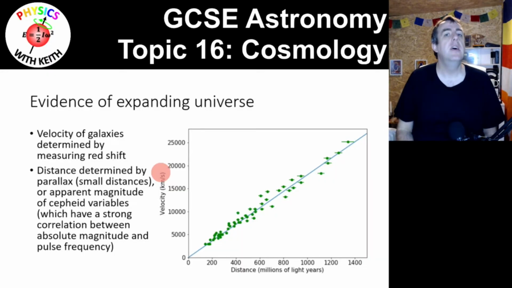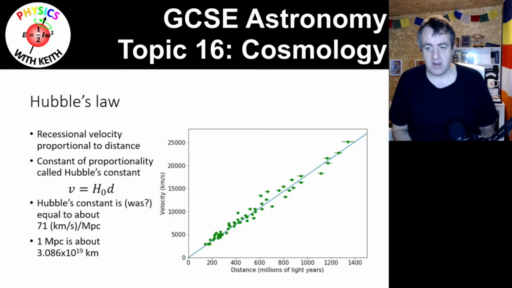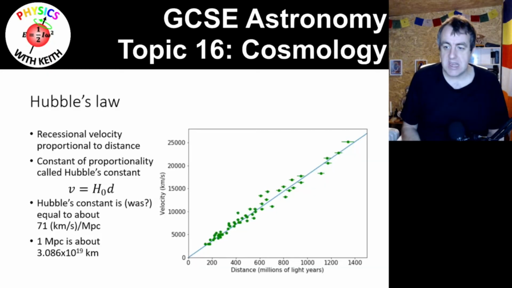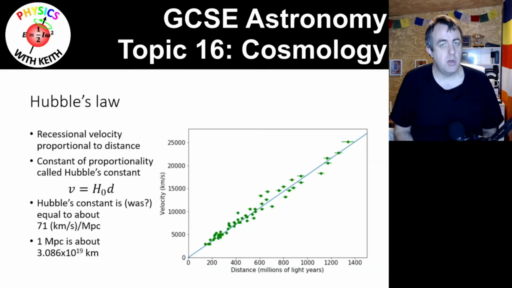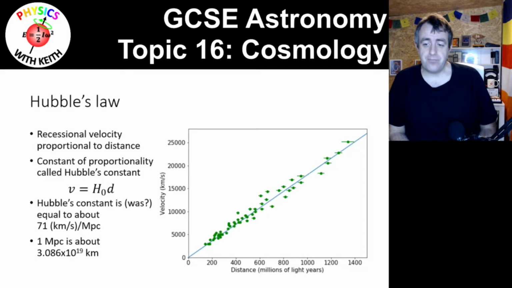So there are ways with galaxies of determining the distance to it, and then we get this really lovely straight line. This is called Hubble's law, this straight line. The direct proportionality. v, the recessional velocity, is directly proportional to d, the distance to that galaxy from us. And because it's a straight line, the constant of proportionality H0, Hubble's constant, is a constant.